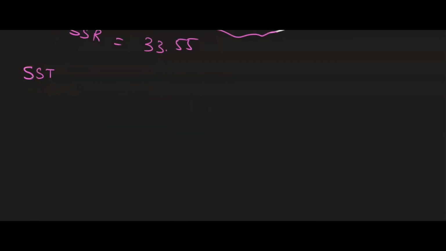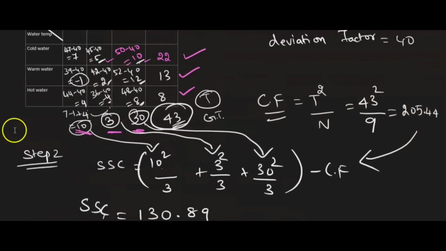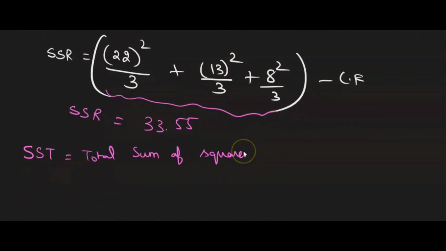Now we are going to find SST. SST is the total sum of squares. Already in one way ANOVA we have done it. We are going to square all the values, that is 7 square plus 5 square plus 10 square. Don't square the total. So 7, 5, 10, and then minus 1, 2, 12, and then 4, minus 4, 8. All these things we are going to square and then minus correction factor.